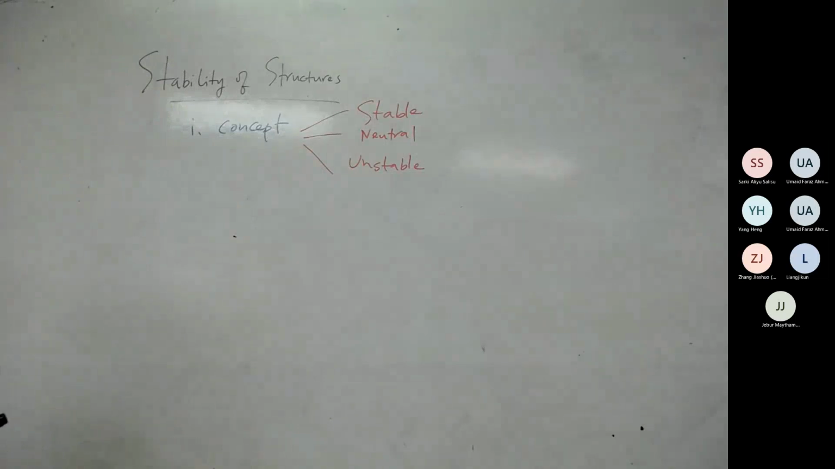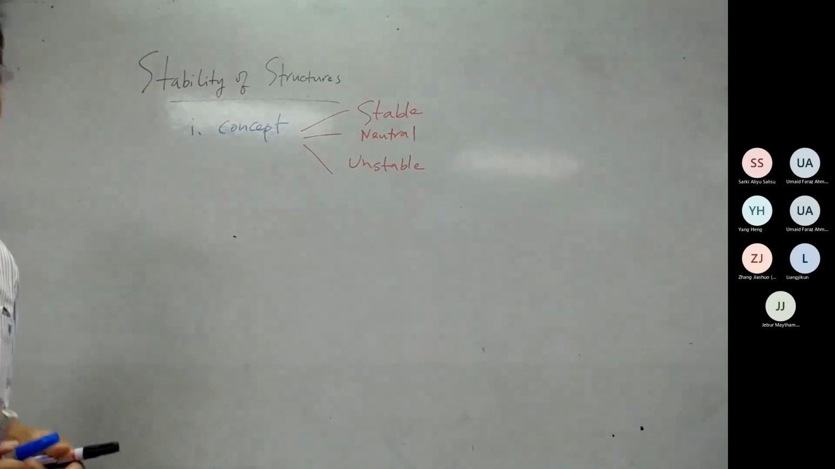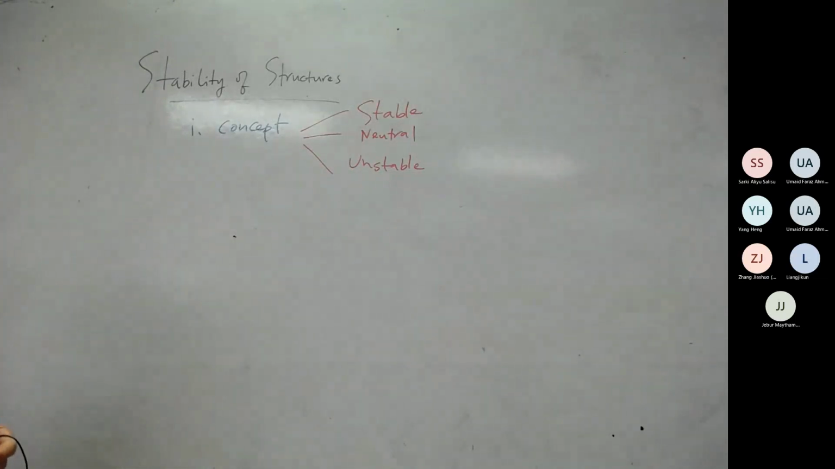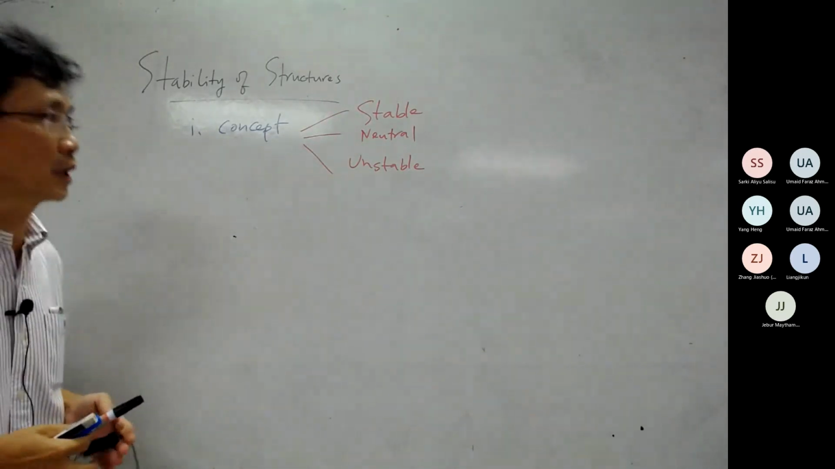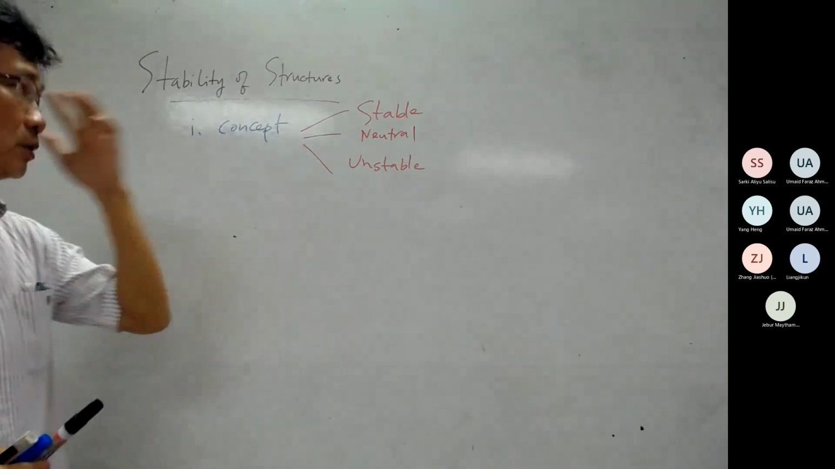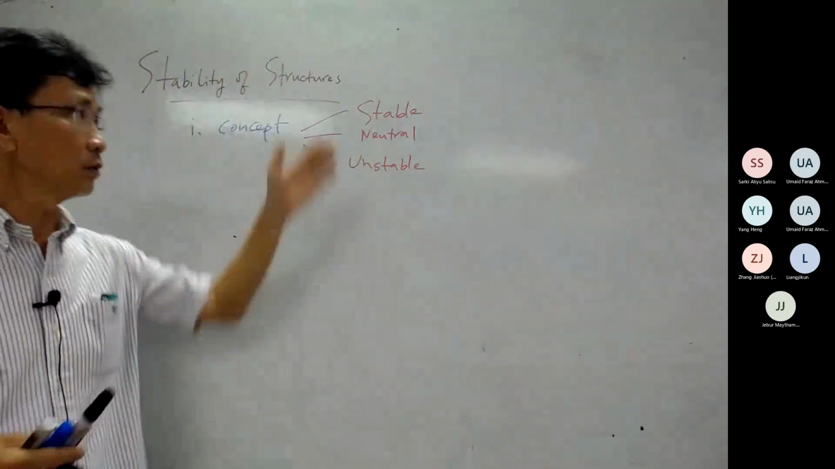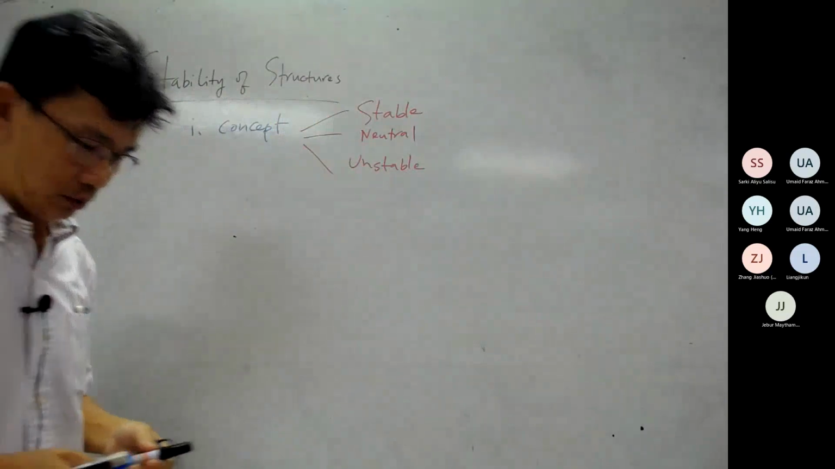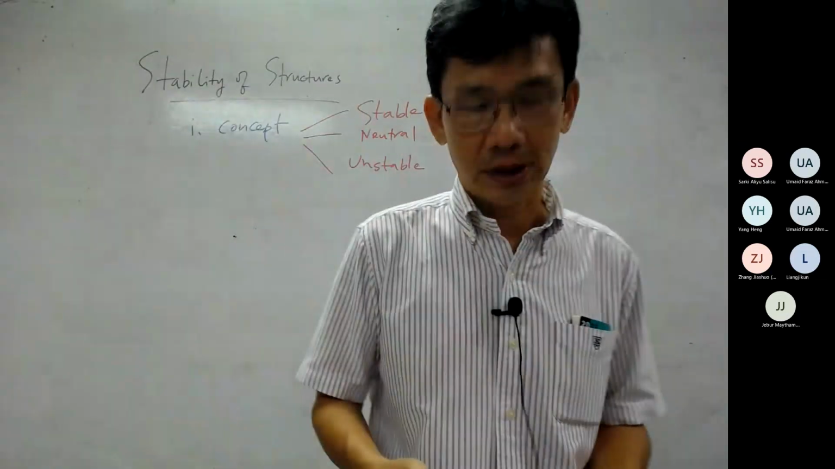So this is the concept of stability. What is stable, what is neutral, what is unstable. It always has to be related to what happens after you disturb it and the disturbance disappears: does it go back to the equilibrium state, does it stay where you disturbed it, or does it go far away? Those are the first things that you should be aware of, the concept.